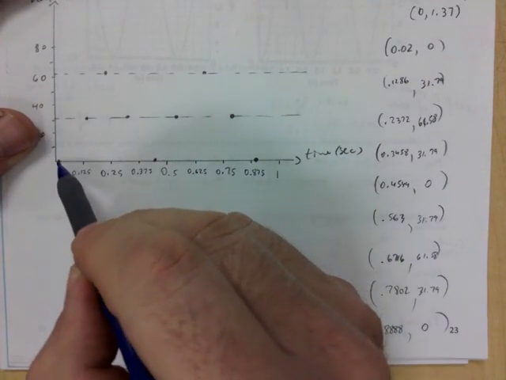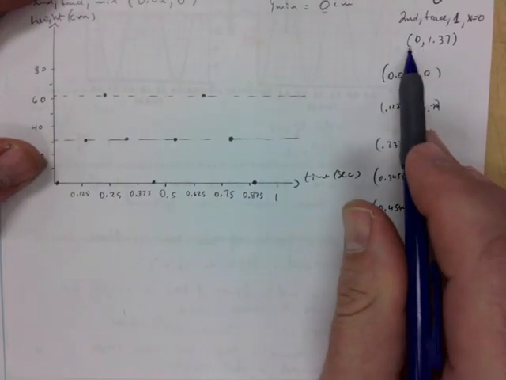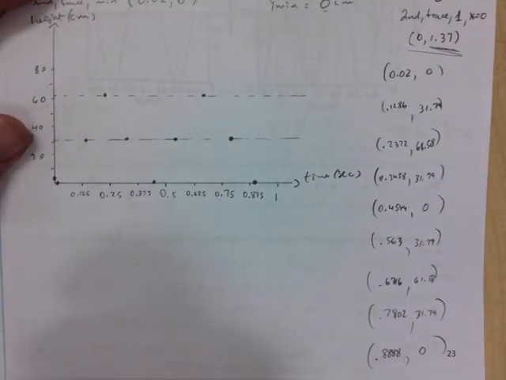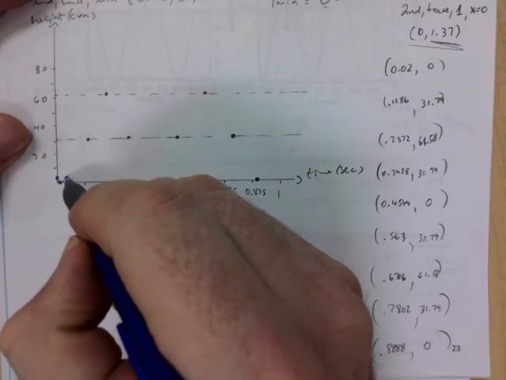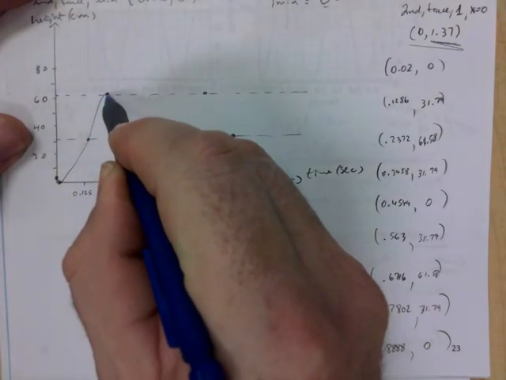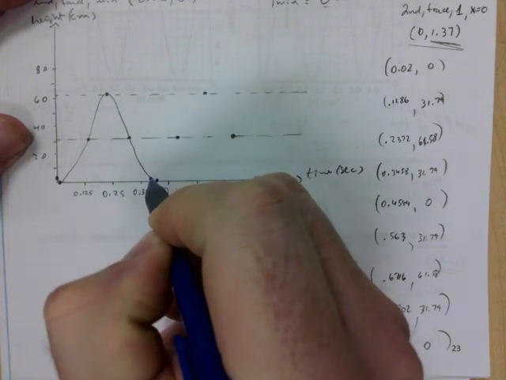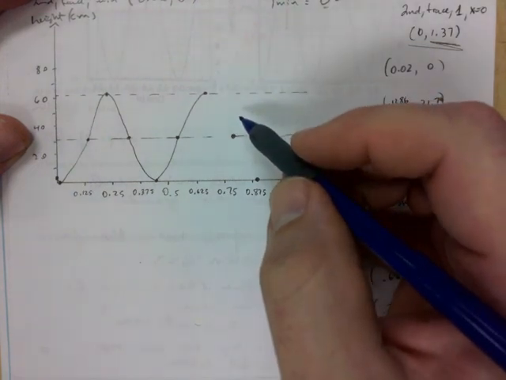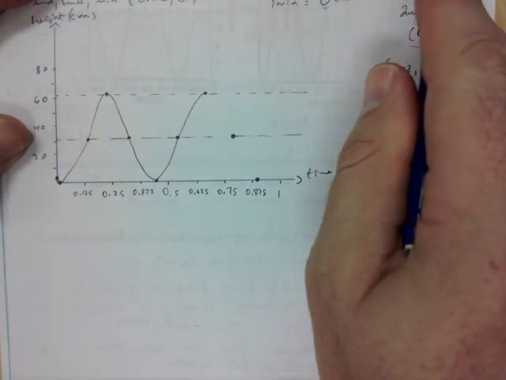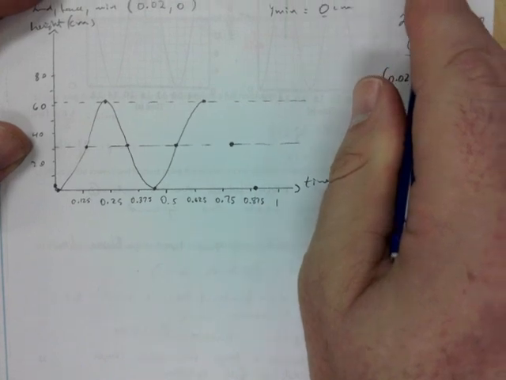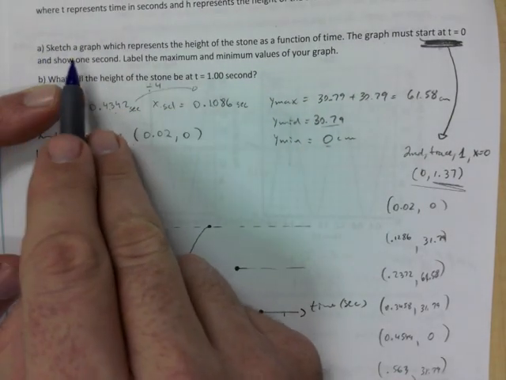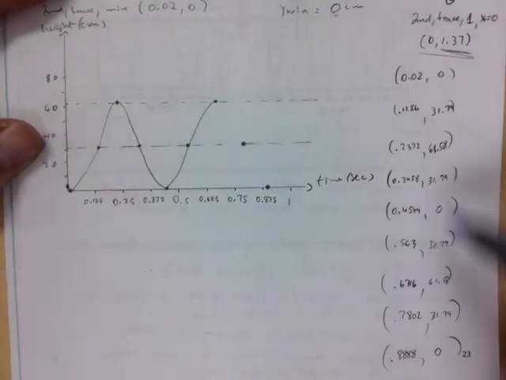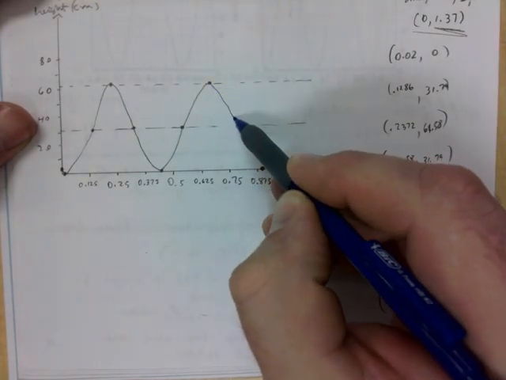Okay? And then we'll make sure to include this point, and not much higher up, but there it is, right? Oh, we were supposed to go all the way up to 1 second, right? Or not necessarily. Oh yeah, it does say start at time 0 and show 1 second. Label the maximum and minimum values of your graph. We already did that on the side, so we'll just leave it.